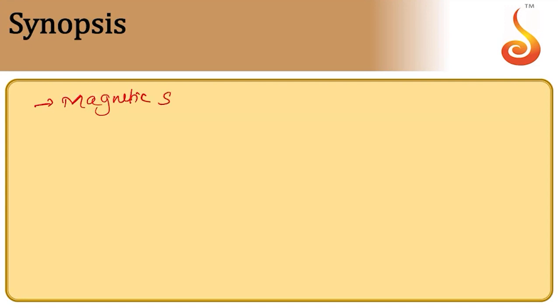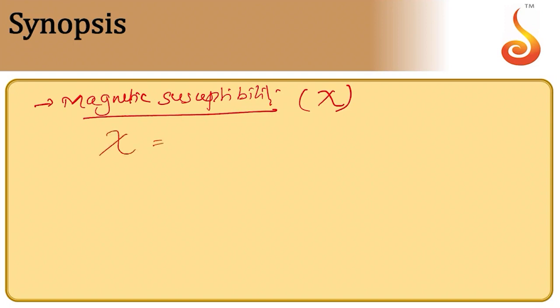Magnetic susceptibility. This is represented by the symbol chi. Magnetic susceptibility indicates the ease with which a substance can be magnetized. This magnetic susceptibility is defined as the ratio of intensity of magnetization to the intensity of magnetizing field in which the material is placed. So, I divided by H.